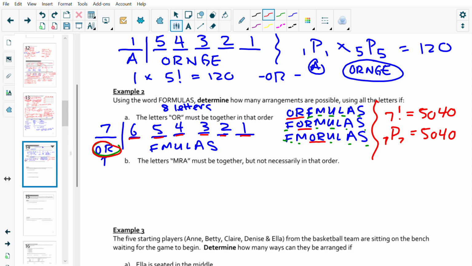All right, next one. The letters MRA, so still the same word, formulas. The letters MRA must be together, but not necessarily in that order. So let's map it again. I have MRA, and then how many letters remaining? That's 5 letters: 1, 2, 3, 4, 5. And those letters are F, O, U, L, S, right?